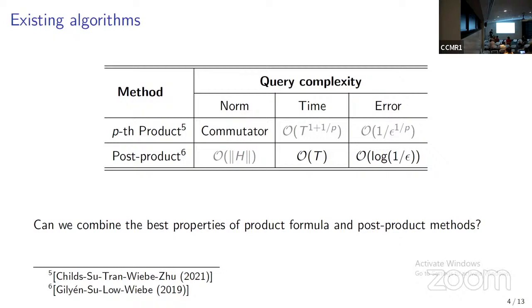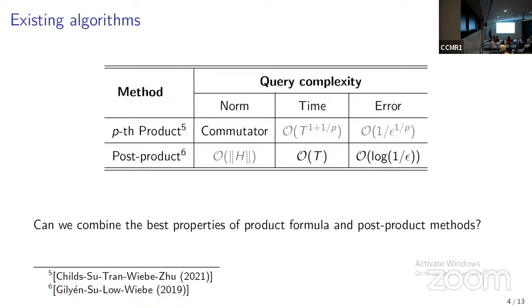But there is some kind of disadvantage of this post-product method, which is the norm dependence or the system size dependence. It's really because in many of the post-product methods, we need some kind of block encoding structure. So basically we usually have this kind of spectral norm dependence of my entire Hamiltonian. But for the product formula, actually in a recent paper by Childs and collaborators, they show that they have this kind of commutator scalings.